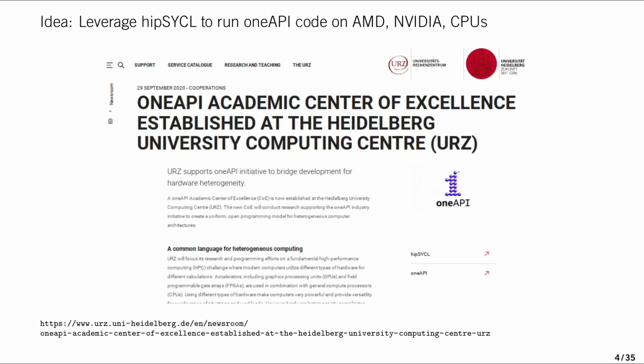Independently of this, in 2020 we announced a different idea. We announced that we were going to form an academic center of excellence together with Intel at Heidelberg University, with the idea that we could use hipSYCL to run oneAPI code on AMD GPUs, NVIDIA GPUs and CPUs.